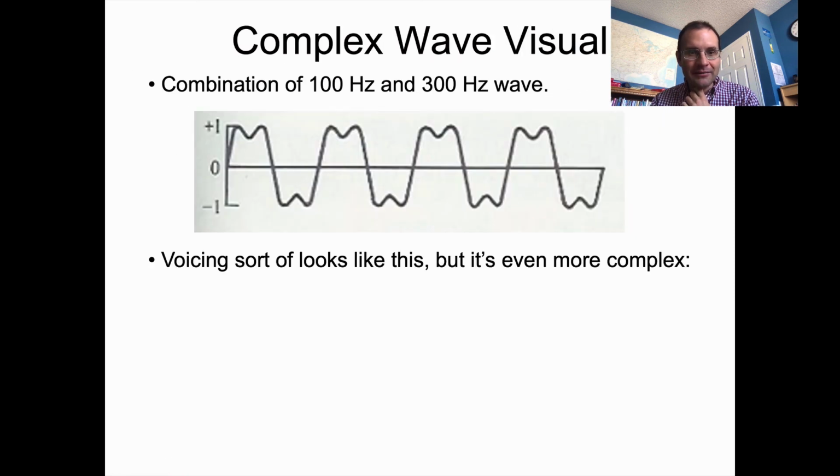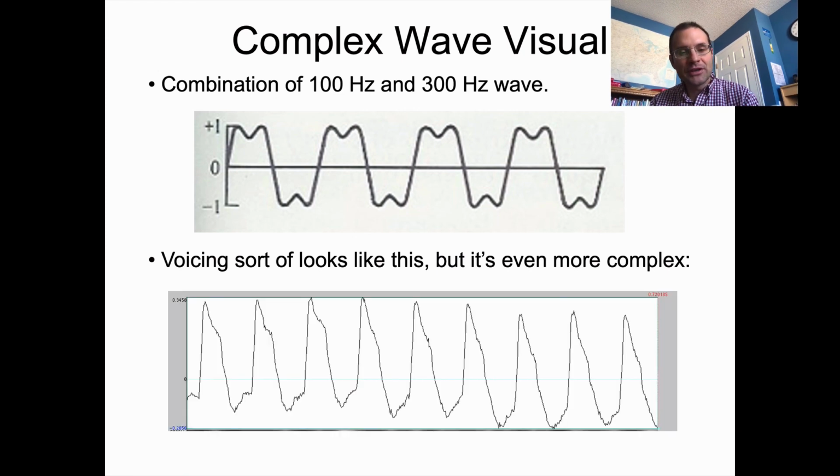So I've got a visualization of what this looks like, comparing what voicing looks like in terms of its complexity with a combination of a 100 hertz and a 300 hertz wave. So this is going back to basically the pattern we saw before with the big loopy low frequency pattern and then these higher frequency smaller patterns superimposed on top of it. So that's complex. It's not a sine wave, right? But if you look at voicing, what happens when the vocal folds open and close, you get something that's a lot more complex than that, or a lot more angular, I guess you could say.